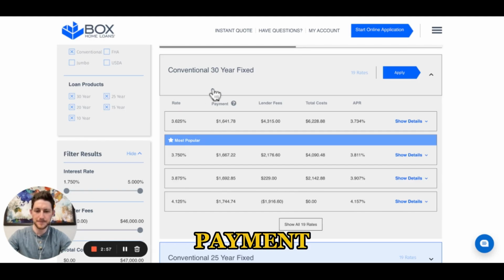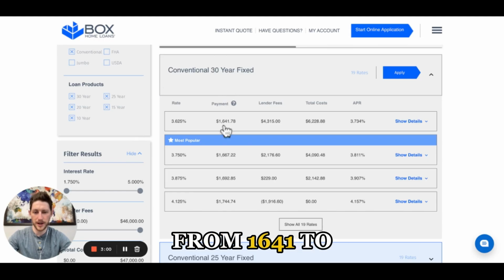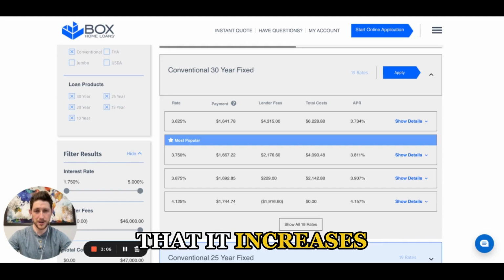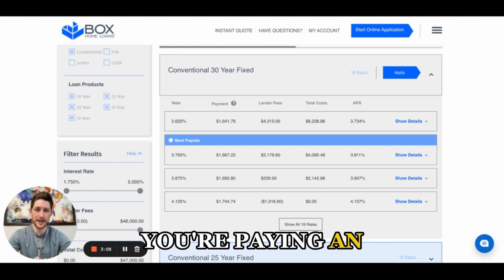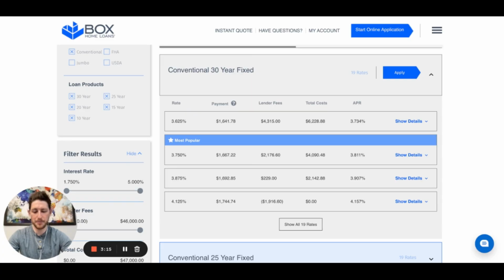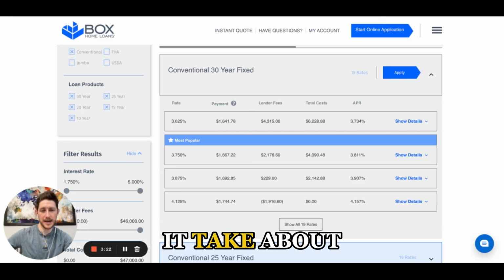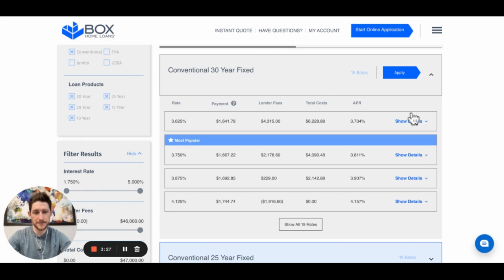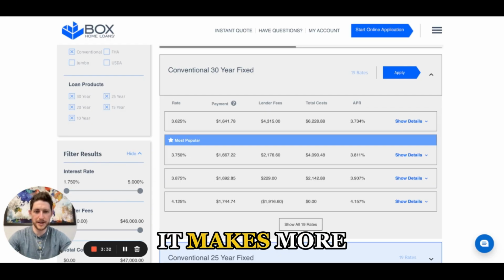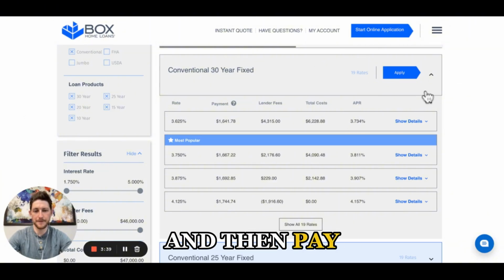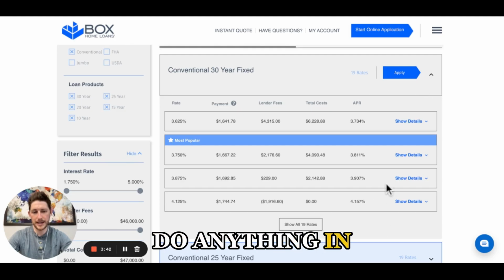If we look at the payment, it only increases from $1,641 to $1,744. It's about $100 per month that it increases. So per year, you're paying an extra $1,200. And essentially, you're going to break even at some point after over 5 years. So it'd take about 5 years to break even on this payment and the closing costs. Obviously, in the long term, on a cost perspective, it makes more sense to take the lowest rate possible and then pay for some out of pocket. But you can do anything in between there.